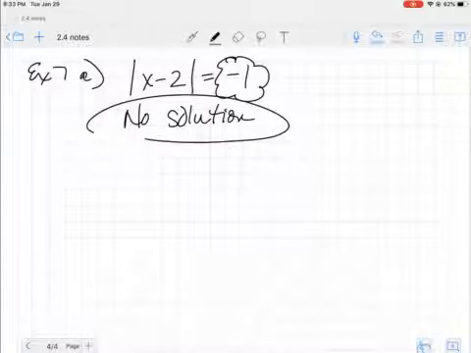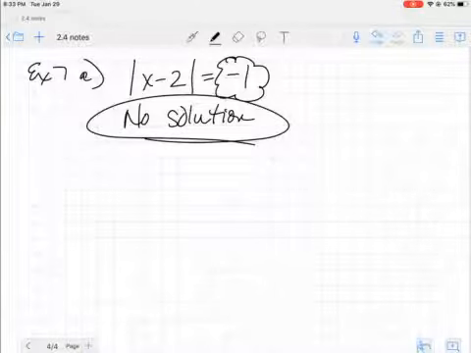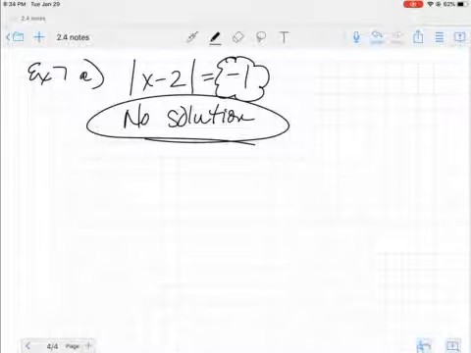There is no work to show. Absolute value can never equal a negative number. The definition of the absolute value is the distance from 0. There's no possible way to ever have a negative distance. So that's going to tell you, no, it's not going to happen.